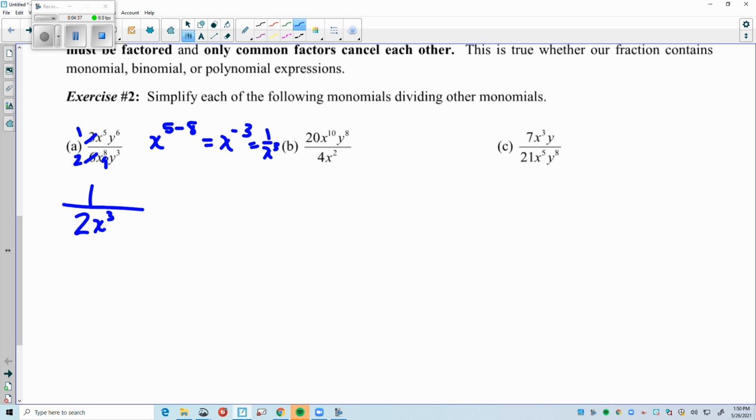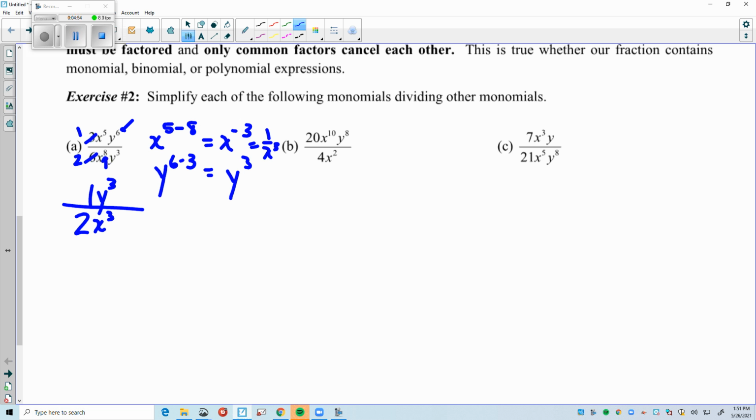Okay, let's try it with the y's. So I have y to the 6 minus 3. When you divide exponents, you subtract, and that leaves you with y to the 3. Now 3 is positive, so what does that mean? That stays right up on the top. And notice your larger of the 2 numbers was on the top in the numerator, so it's going to stay there.